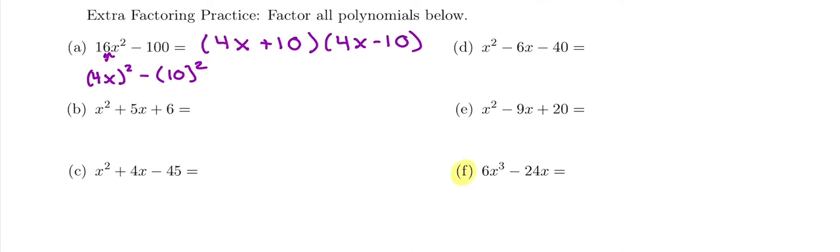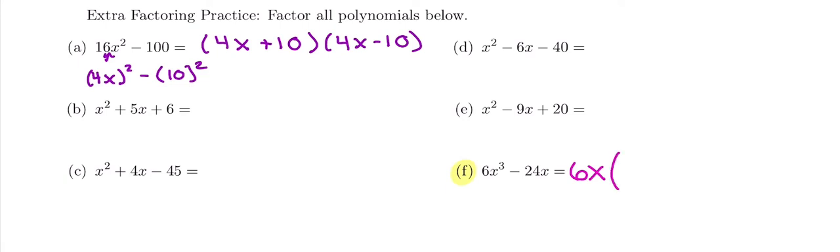I'm thinking, what's the biggest number that goes into 6 and 24? Well, 6 definitely goes into itself. Does 6 go into 24? Yeah, it does. 6 times 4 is 24. So I'm going to pull out a 6, the biggest number and the least power of x. So the biggest number is 6, and the least power of x is just a regular x that I see here with the 24. And now let's see what multiplies back.